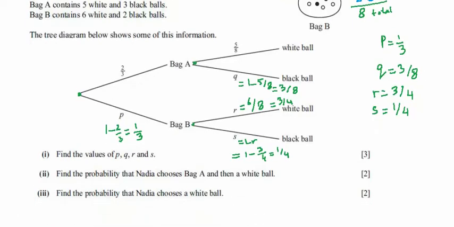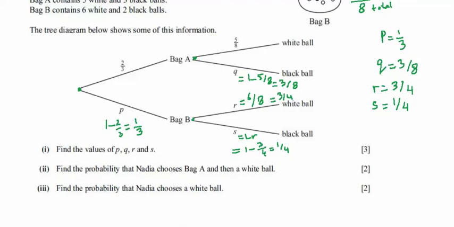Now when the tree is complete, we can do any part which is asked related to this experiment by using the tree. So part 2, find the probability that Nadia chooses bag A and then a white ball. So bag A and white ball. So in bag A, white ball. So it means this and this.